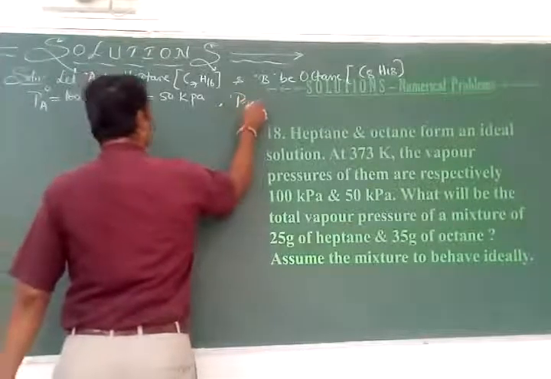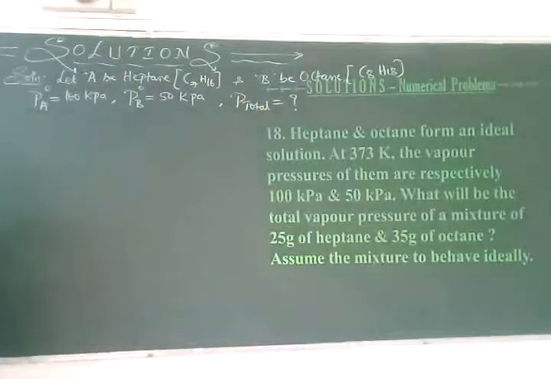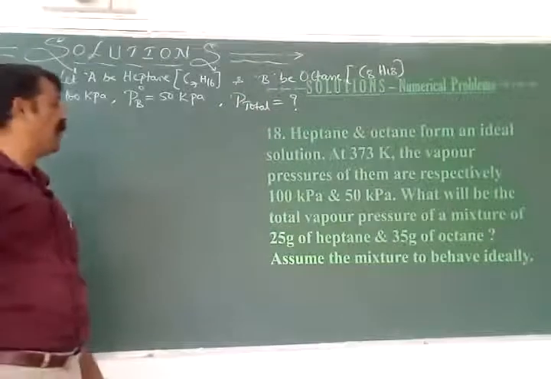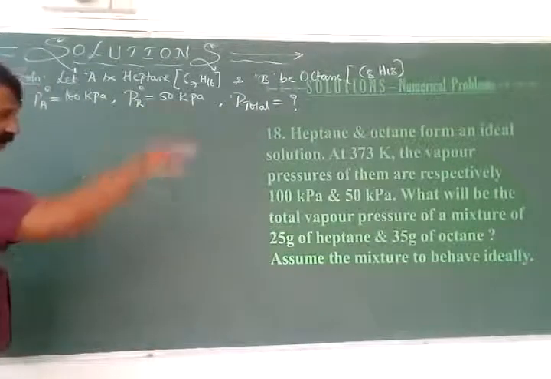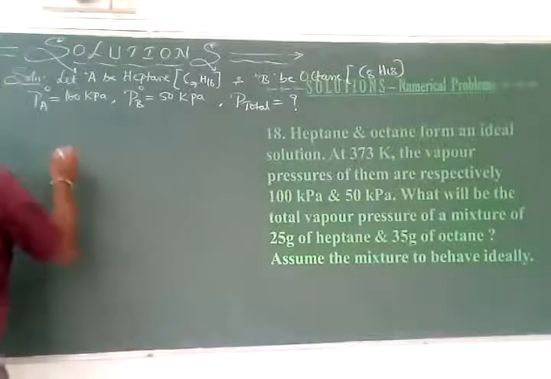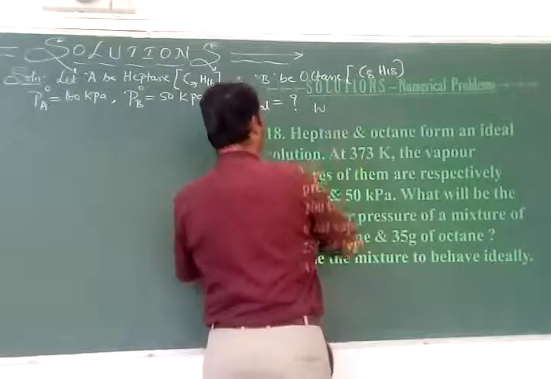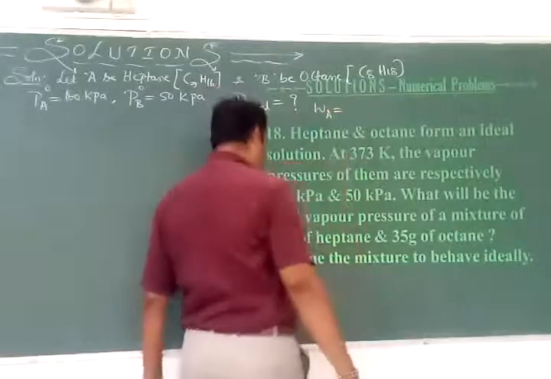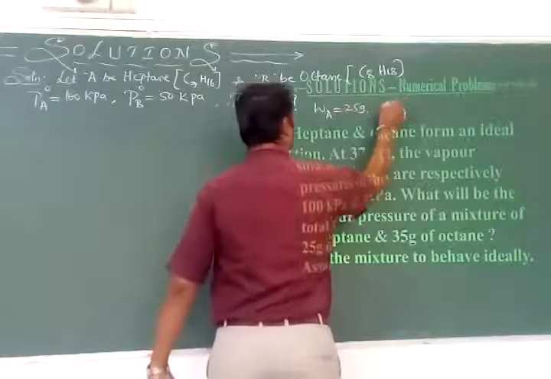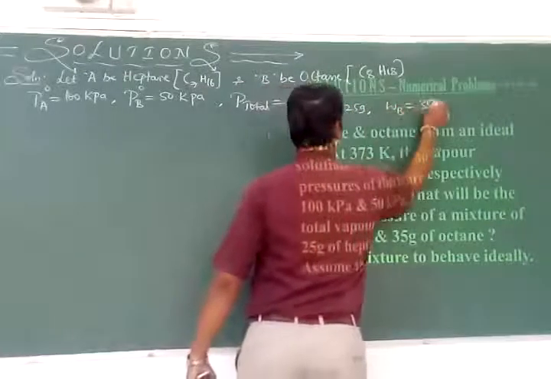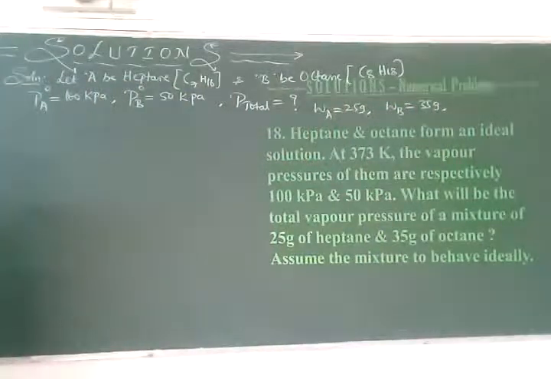We have to calculate the P total, that is the total vapor pressure of a mixture containing 25 grams of heptane and 35 grams of octane. Means WA is 25 grams, A being heptane, and WB is equal to 35 grams. Now we have to find the value of which one?